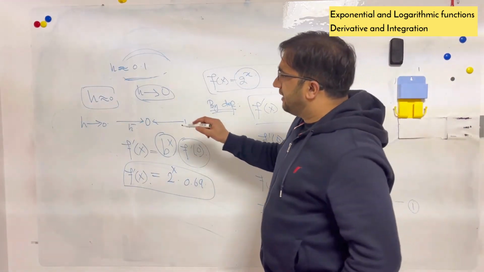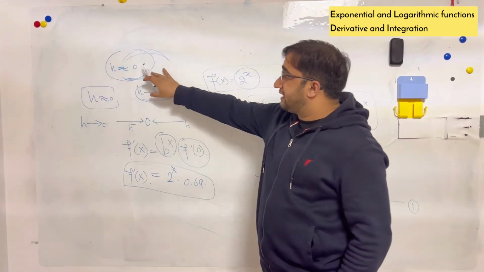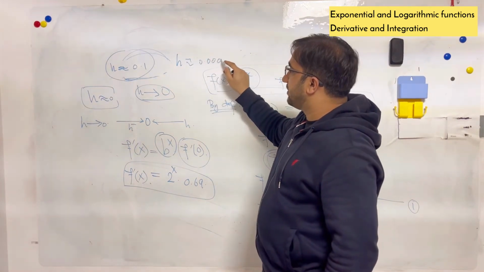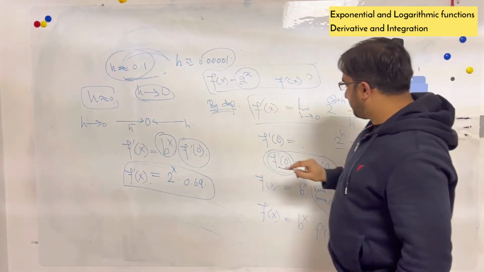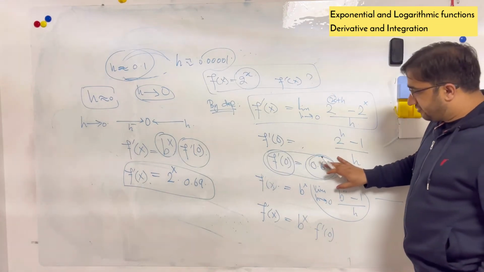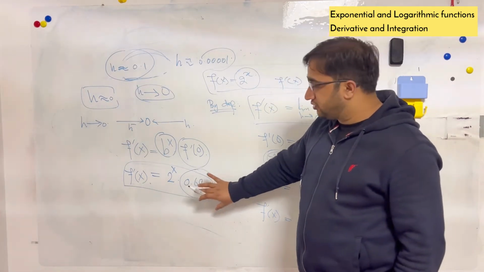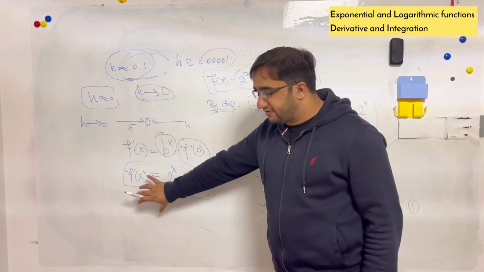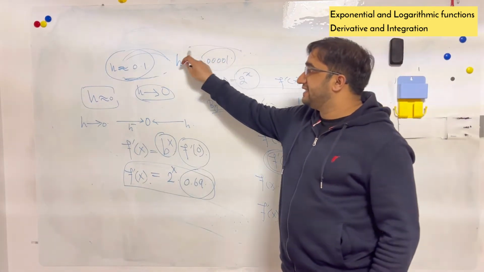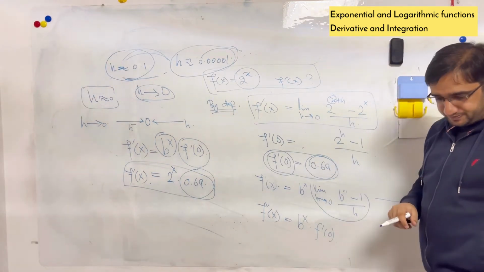when h is approximately equal to 0.1. When you take h closer to 0, suppose 0.001, then this value will change. If this value changes, it means the multiplier will also change. So you will get a closer derivative value of the function. Everything is based on this h, which you always assume approaches 0.